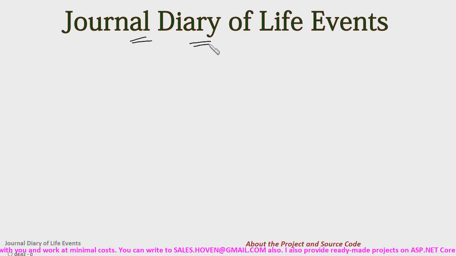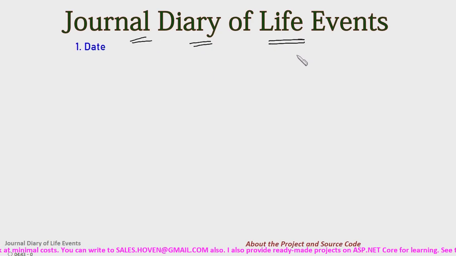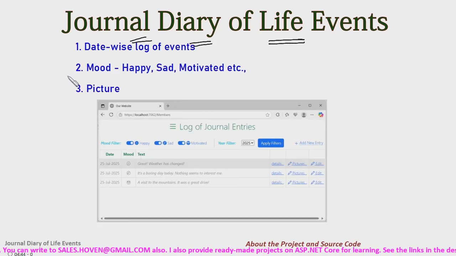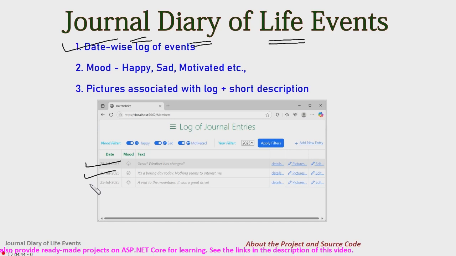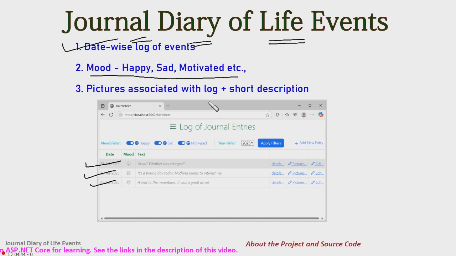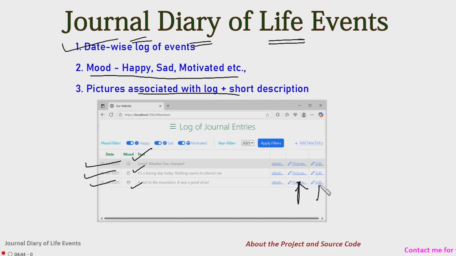This project is a journal diary of life events. The opening page will show a date-wise log of events, like these dates. Then mood: happy, sad, motivated. This column is for moods. Then pictures associated with the log. So you can see, edit the pictures, edit, or see the detailed page.